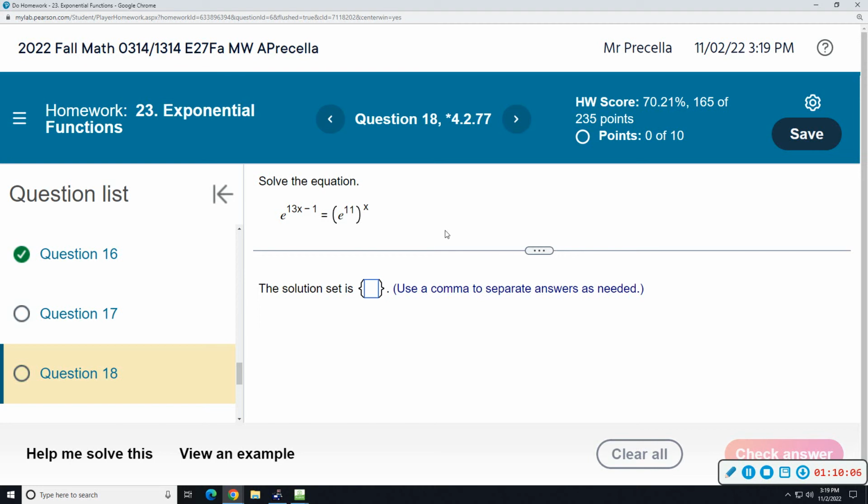Multiply 11 times x is 11x. Usually in algebra, to get rid of parentheses, you multiply. And that's what you do here, 11 times x. Then we can drop the base.